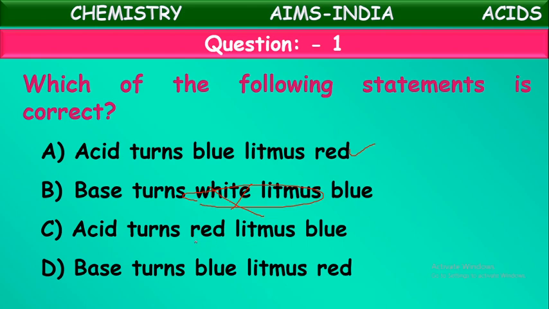Next one. Acid turns red litmus blue. No, it is wrong. It turns blue litmus red only. Base turns blue litmus red. Yes, bases turn blue litmus red. Sorry, it is also wrong. Bases turn red litmus blue. Now only one is correct, that is, acids turn blue litmus red. That is the only correct answer here. A is correct. Let's go to the next question.